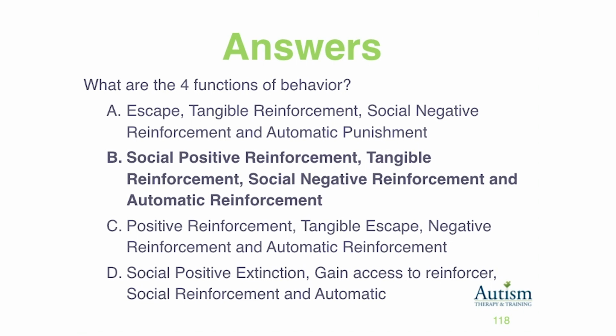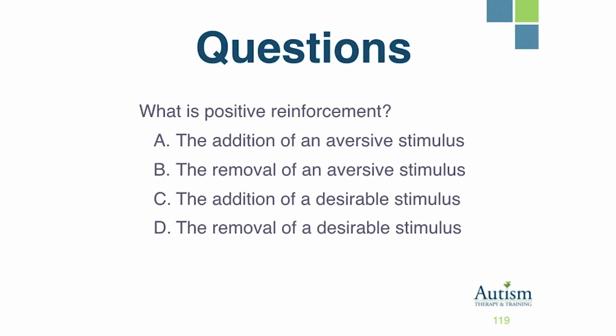And the correct response is B, social positive reinforcement, tangible reinforcement, social negative reinforcement, and automatic reinforcement. What is positive reinforcement? A, the addition of an aversive stimulus. B, the removal of an aversive stimulus. C, the addition of a desirable stimulus. Or D, the removal of a desirable stimulus.